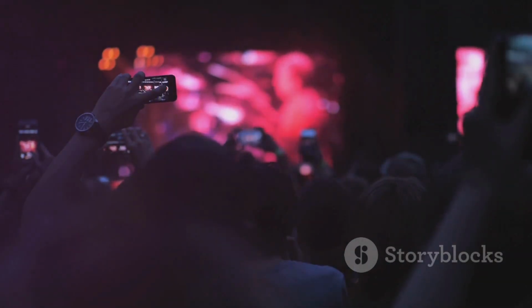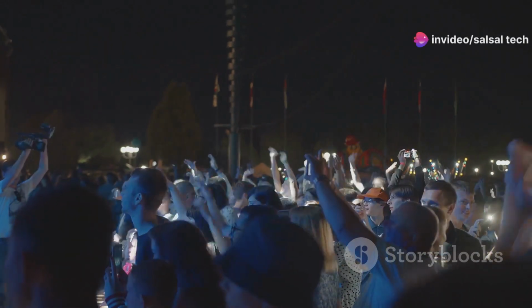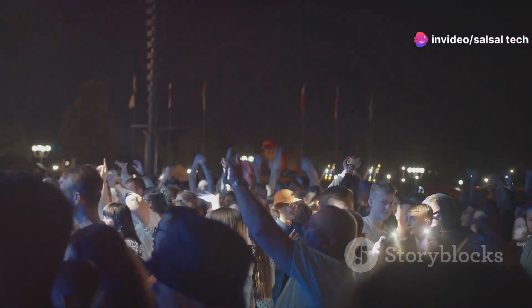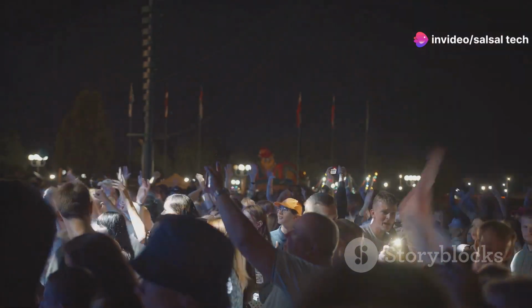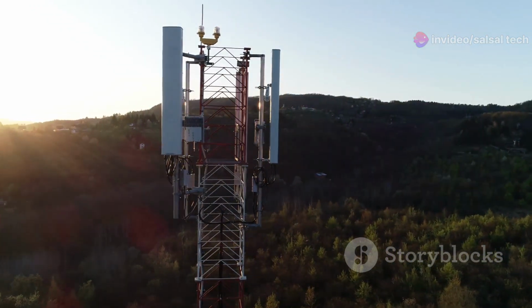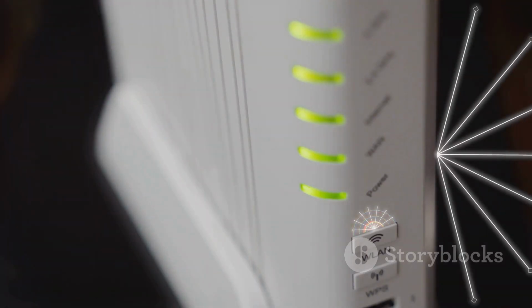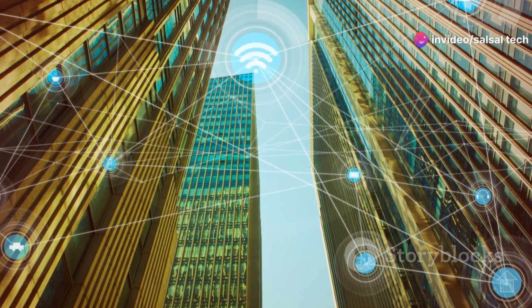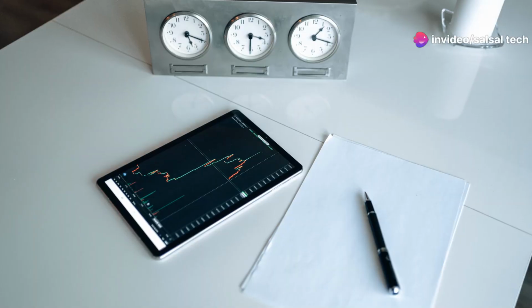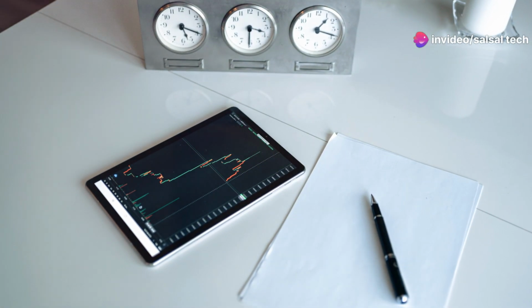Imagine you're at a crowded concert. You can hear the music, the crowd cheering, and maybe even snippets of conversations. A passive wireless survey is similar. It listens to the existing Wi-Fi signals in an area without actively transmitting any data. Using specialized software and hardware, passive surveys capture information about signal strength.